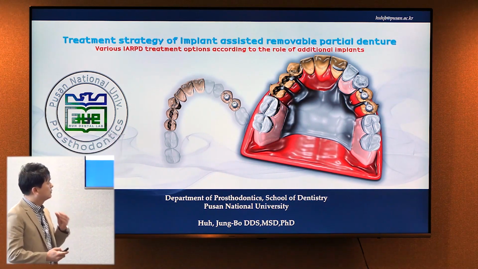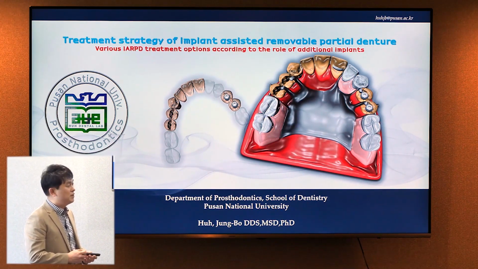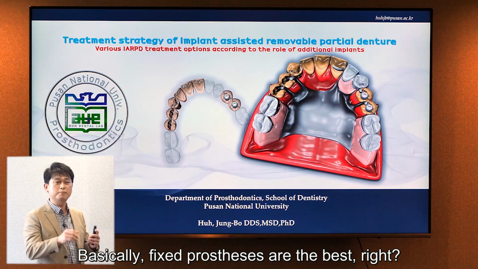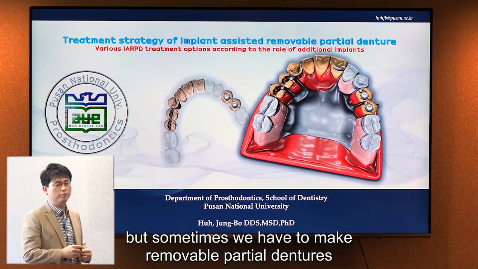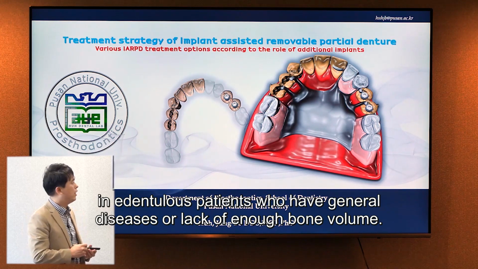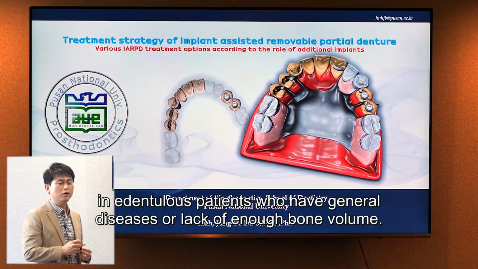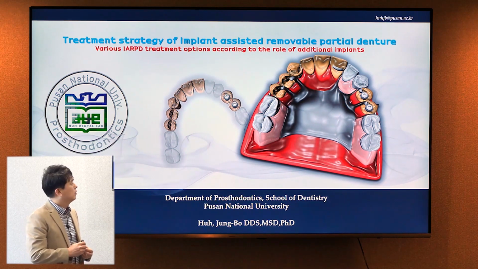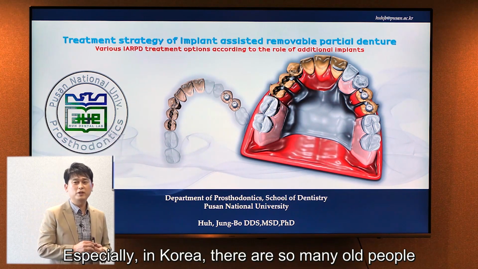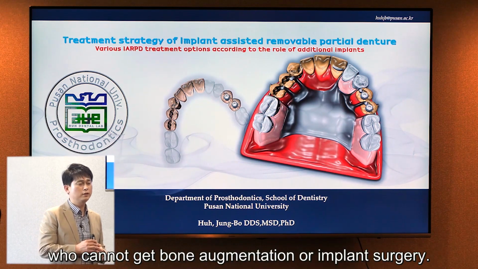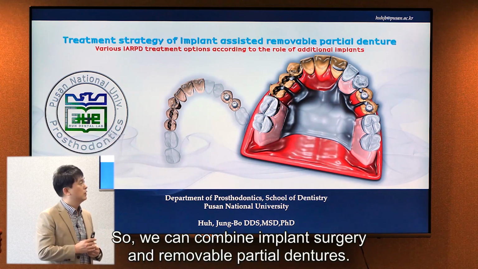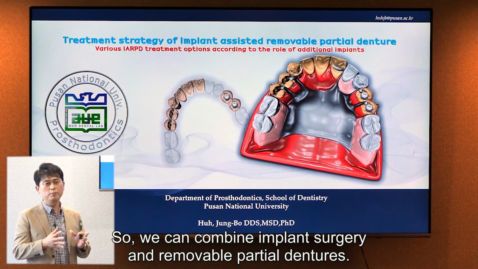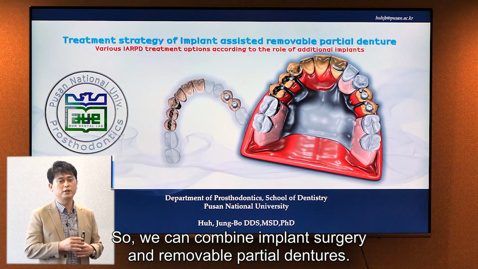Basically, the fixed prosthesis is best, right? Fixed prosthesis with implant is best, but sometimes we have to make a removable partial denture in edentulous patients who have general disease or lack of bone volume. Especially in Korea, there are so many old people who cannot get bone augmentation or broad implant surgery. At that time, we can combine the implant surgery and removable partial denture.